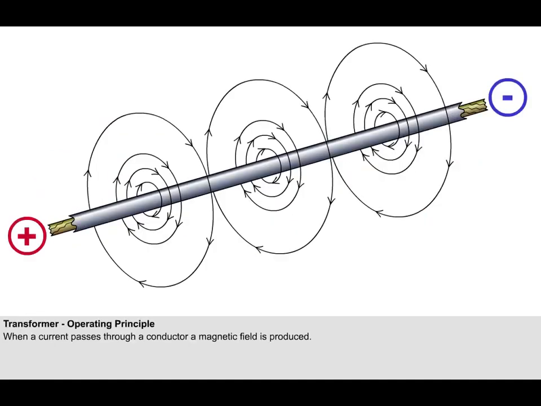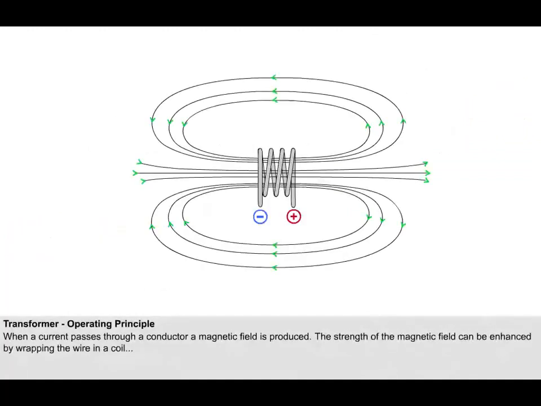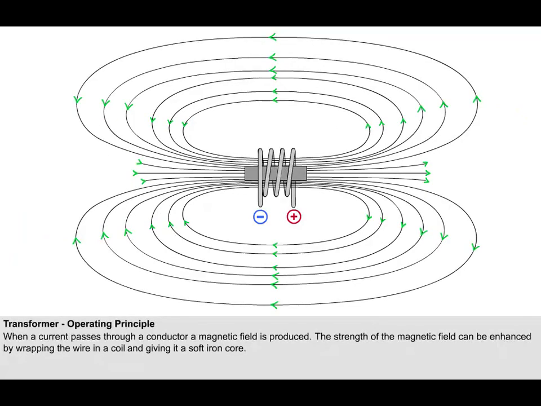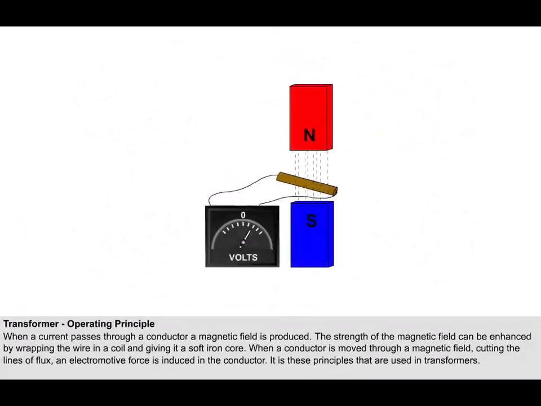We know from previous lessons that when a current passes through a conductor, a magnetic field is produced, and that the strength of the magnetic field can be enhanced by wrapping the wire in a coil and giving it a soft iron core. We also know that when a conductor is moved through a magnetic field, cutting the lines of flux, an electromotive force is induced in the conductor. It is these principles that are used in transformers.